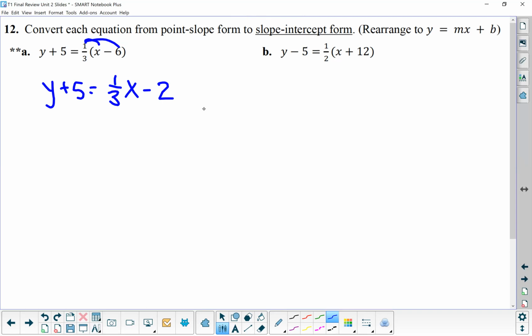Last thing we want to do, get the y by itself. So we subtract 5 from both sides of the equation. y equals 1/3 x minus 7.